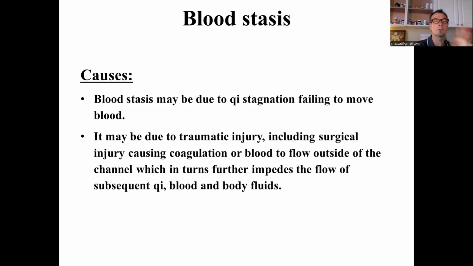So either the chi is failing to move the blood, or it may be due to a traumatic injury, like somebody's hit somewhere. So the blood gets stagnant, it pools up, including a surgical injury. When things are cut with a scalpel, that can cause coagulation or blood flow outside of the channels, which in turn further impedes the flow of the chi, which if the chi is not flowing well because the channels have been cut, then it's not going to be guiding the blood well.